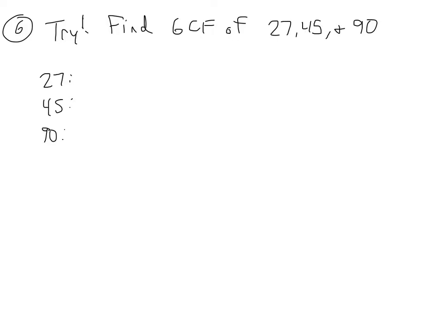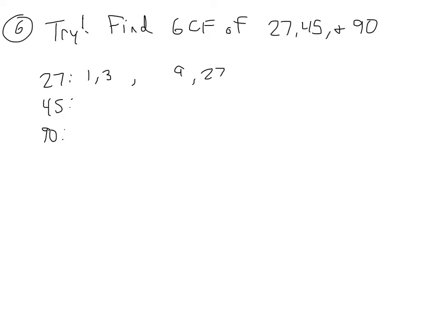Now, 27, I can multiply 1 times 27, right? And is 27 prime? No, it's not. Remember, I could also take 3 times 9. Now, is that it between those two numbers? Yeah, right? 4, 5, 6, 7, and 8 are not factors of 27, so I'm done there.